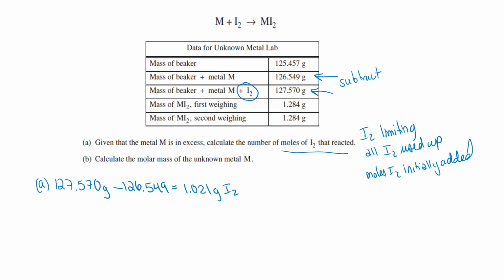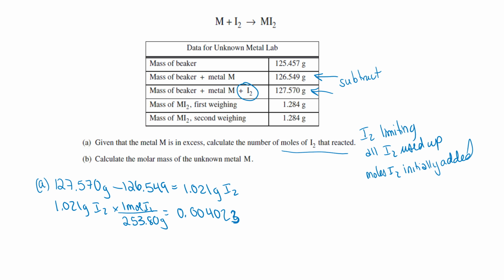And then we want to find moles of iodine from 1.021 grams of iodine. So we're going to use the molar mass. 1 mole of I2 is 253.8 grams. Keep in mind it's I2, so remember to double the molar mass of iodine there. And this is the type of question you could definitely get graded for sig figs on. So notice how we have 4 sig figs in our answers here.